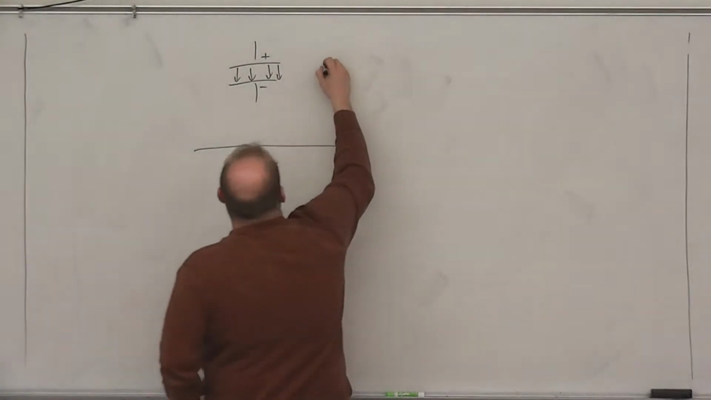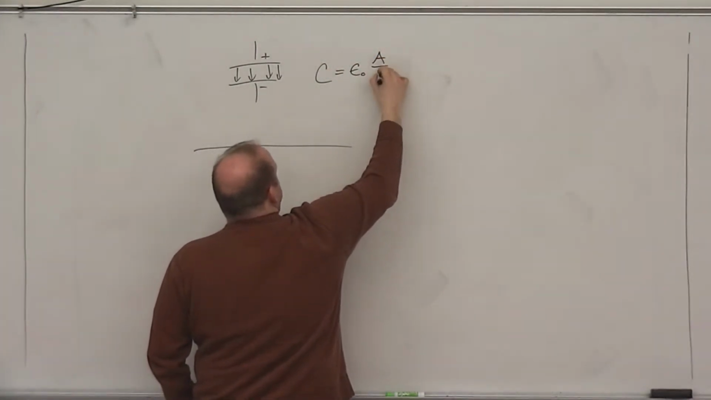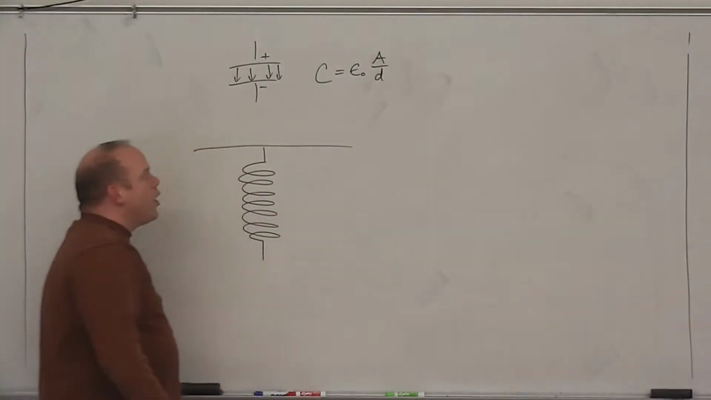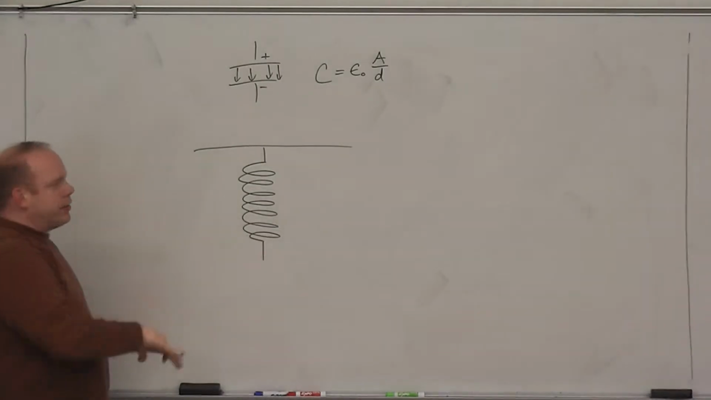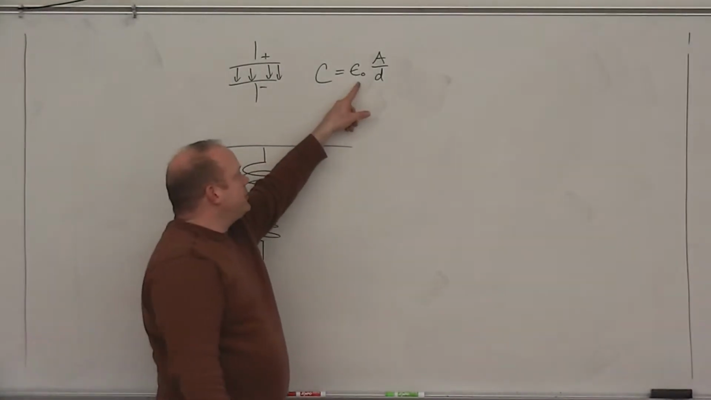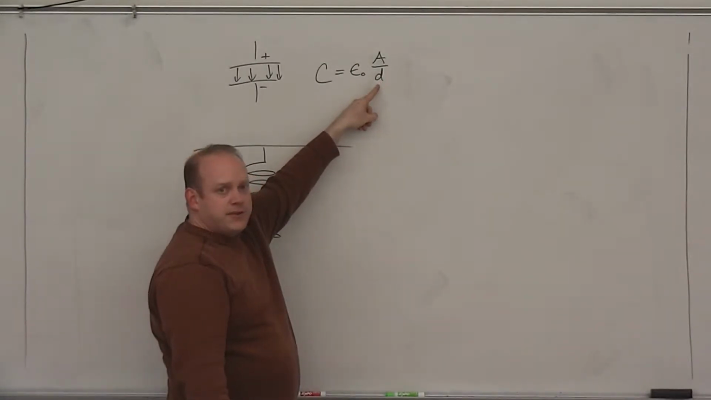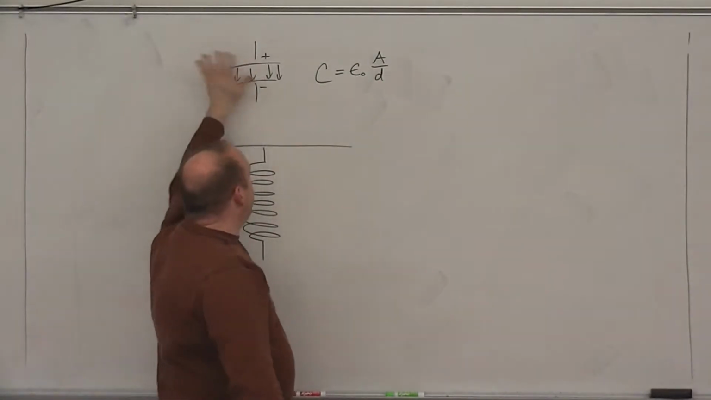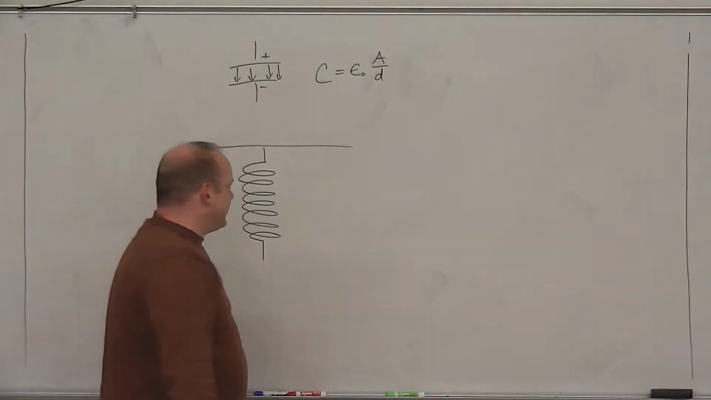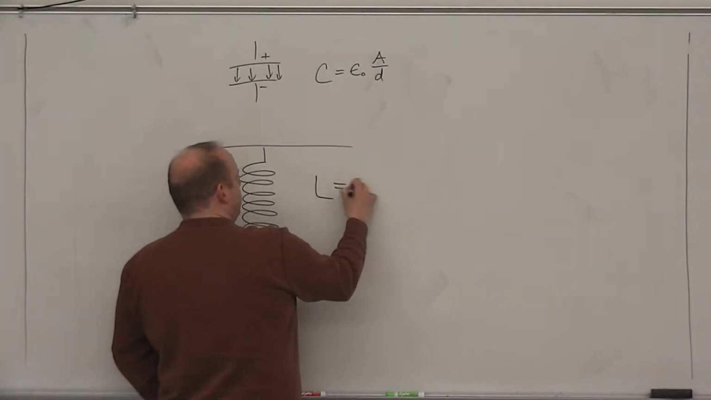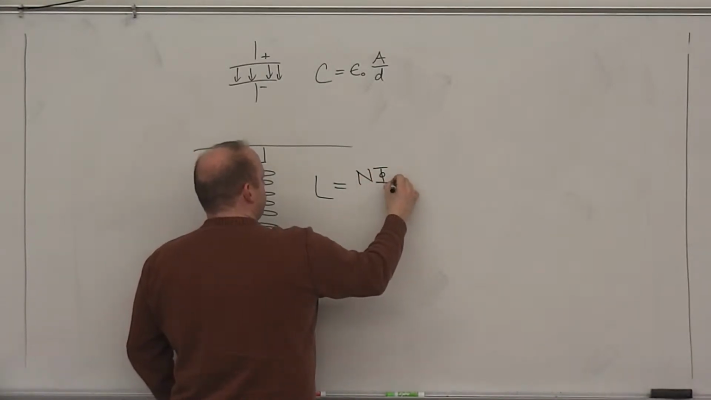Remember, capacitance was equal to epsilon naught A over d. What was beautiful about that was that it only depended upon the geometry. You have epsilon naught, which is a constant, the area of each plate, and the distance between them. It had nothing to do with anything in the circuit whatsoever. Well, at first glance, inductance doesn't appear to be quite so neat. We'll take a look here.